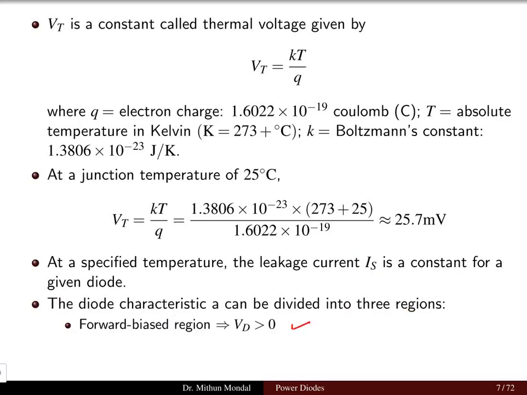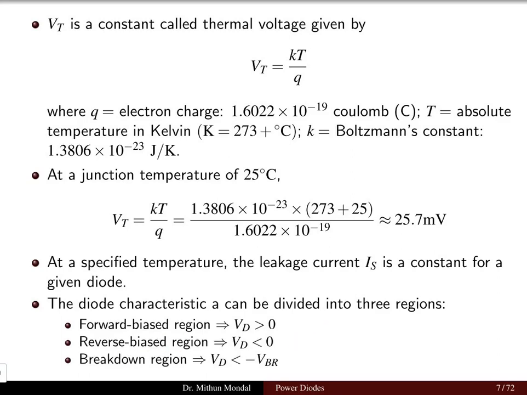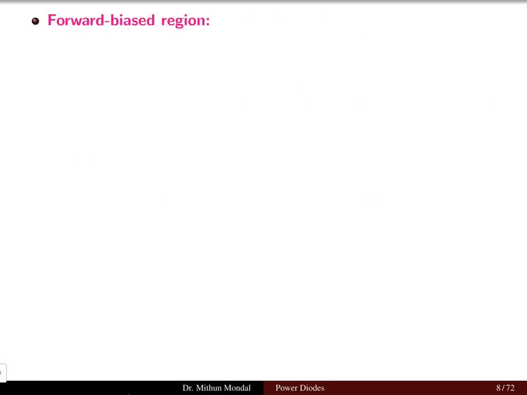When the diode voltage is greater than 0, that is the forward bias region. When the diode voltage is less than 0, that is the reverse bias region. And if the diode voltage is less than minus of the breakdown voltage, that is the breakdown region. It means the maximum reverse voltage that can be applied to the diode is known as the breakdown reverse bias voltage.